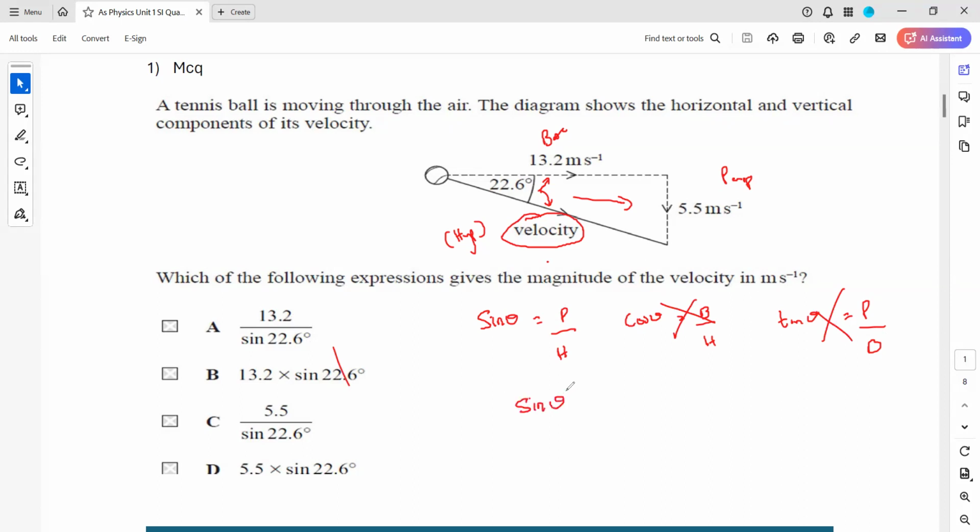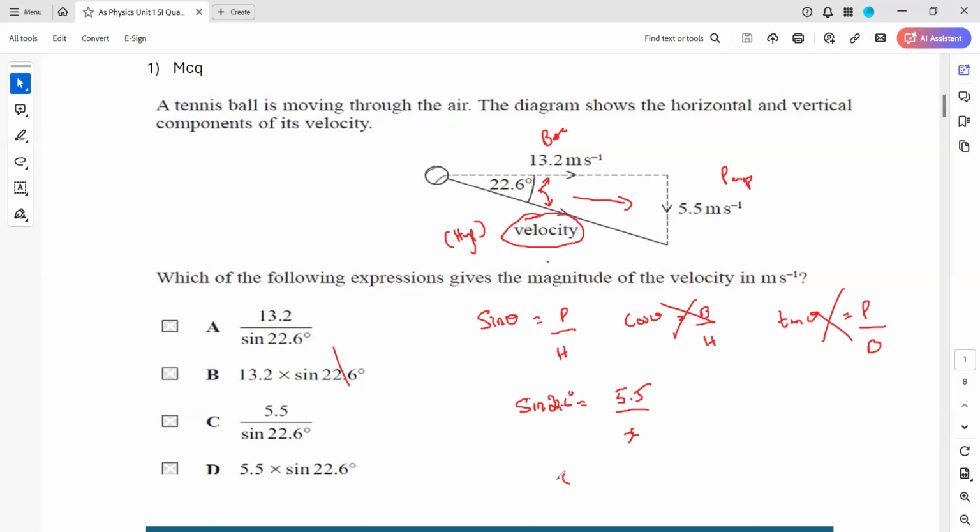What is sine theta? Sine theta is perpendicular divided by hypotenuse. What is the perpendicular for us? The perpendicular is 5.5. And what about the hypotenuse? That is what we are finding, it is unknown to us. You can say V, you can say X, any variable can be used. What about the angle here? The angle is 22.6, so in place of theta we substitute 22.6 degrees.